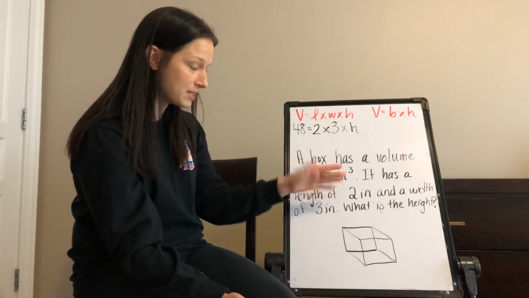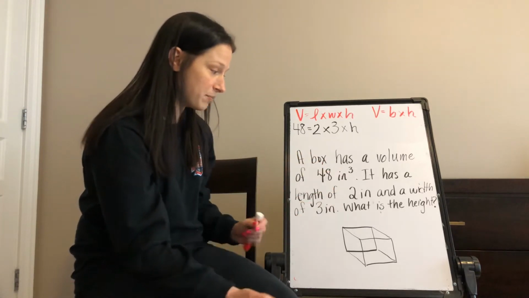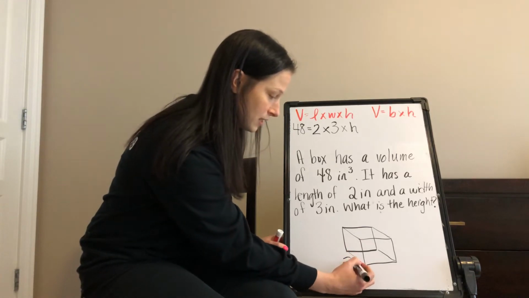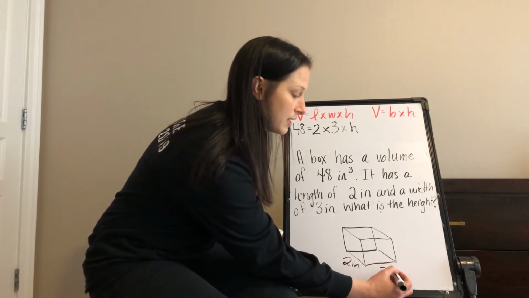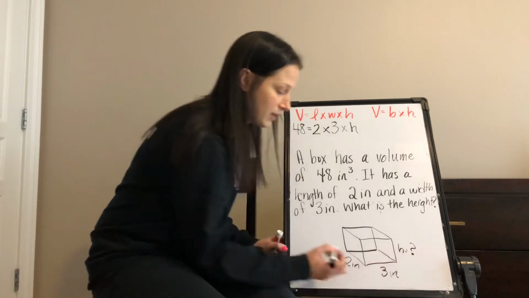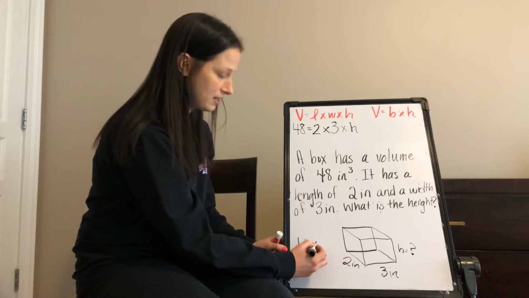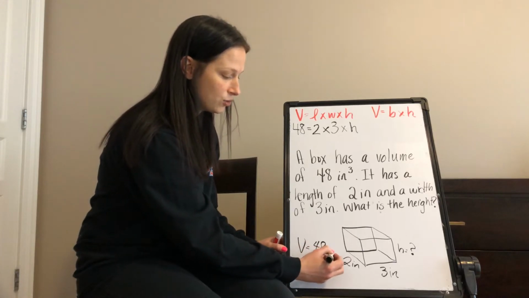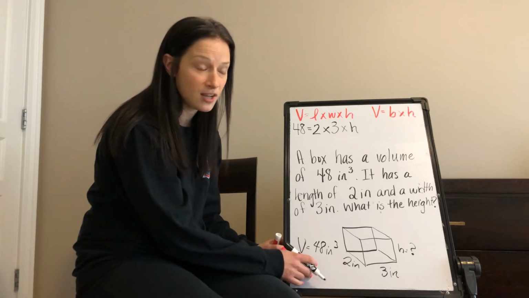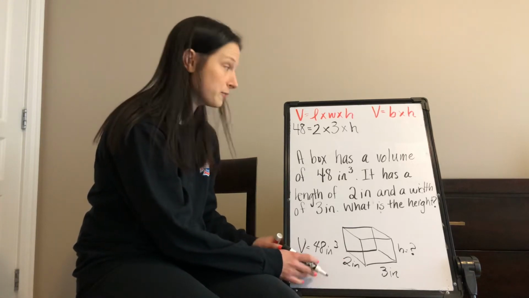So sometimes it is helpful to label what information is given. They gave us the length is 2, they gave us the width is 3, and we want to know what the height equals. Okay, the volume of the entire thing is 48 inches cubed. So this is a way that you can visualize what's going on. If you're stuck, don't know what to do, draw a picture.